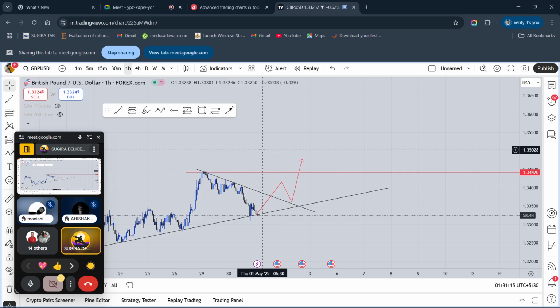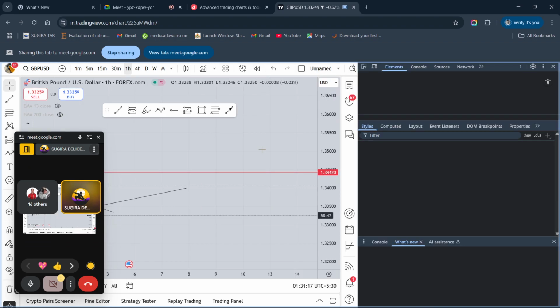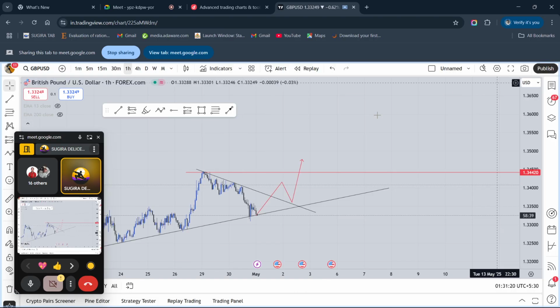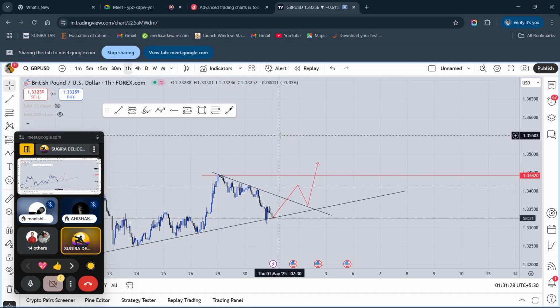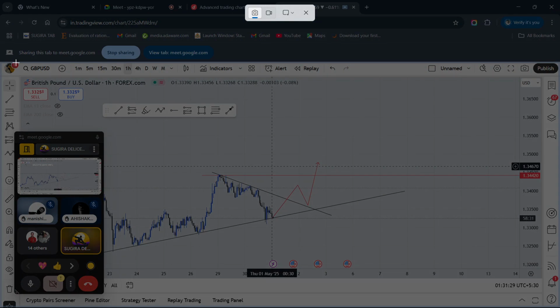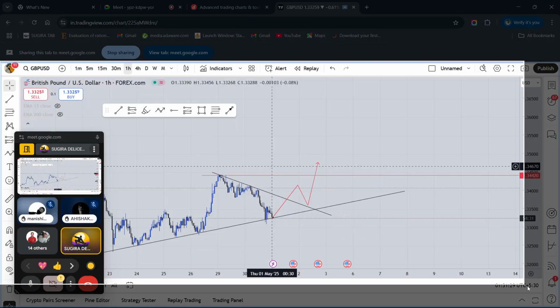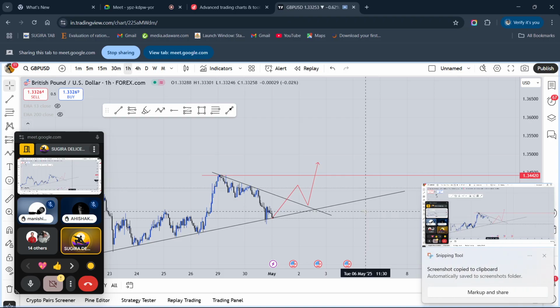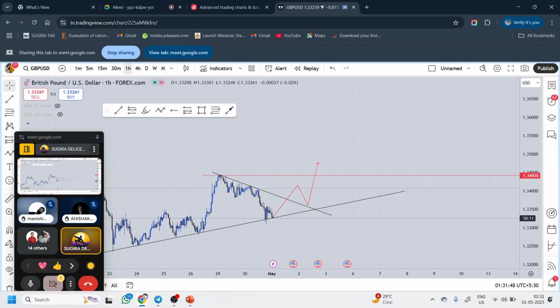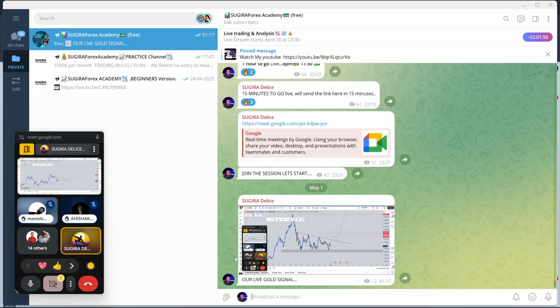So this is our second signal in the live session. GBP USD. In case the market breaks below it, we're good to go. We are not supposed to take any sales from this market. We're just waiting for the market to break the highest point, and then we can consider entering the market.